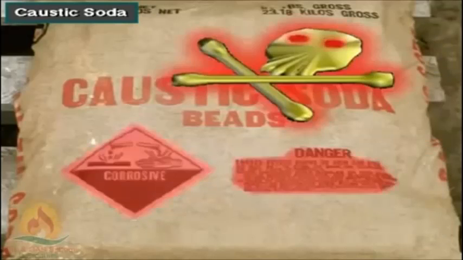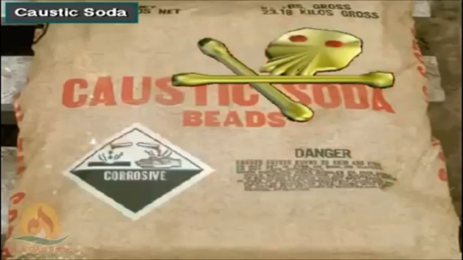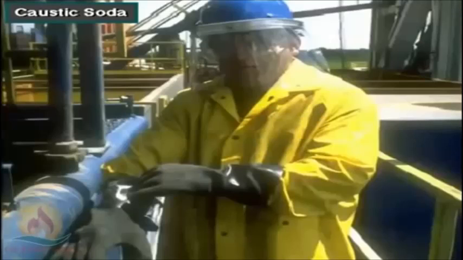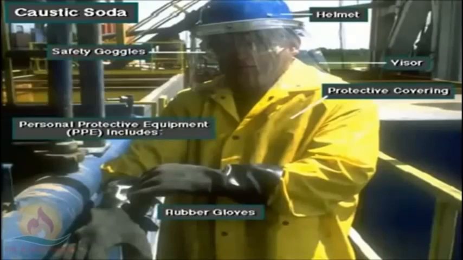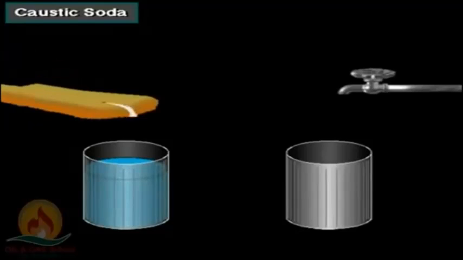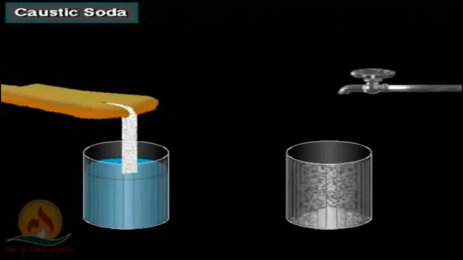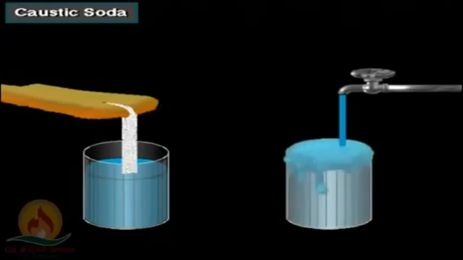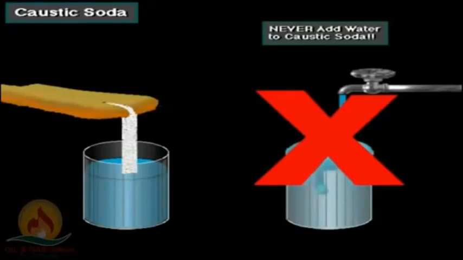In general, caustics are the most dangerous chemicals that you will handle on the rig. High-strength solutions can seriously burn your skin. Be very careful when handling it to avoid injury. Wear the proper personal protective equipment. Also, remember to always add caustic soda to water. Never add water to caustic soda. If you do, the caustic soda will boil up, splatter, and cover you with a burning chemical.